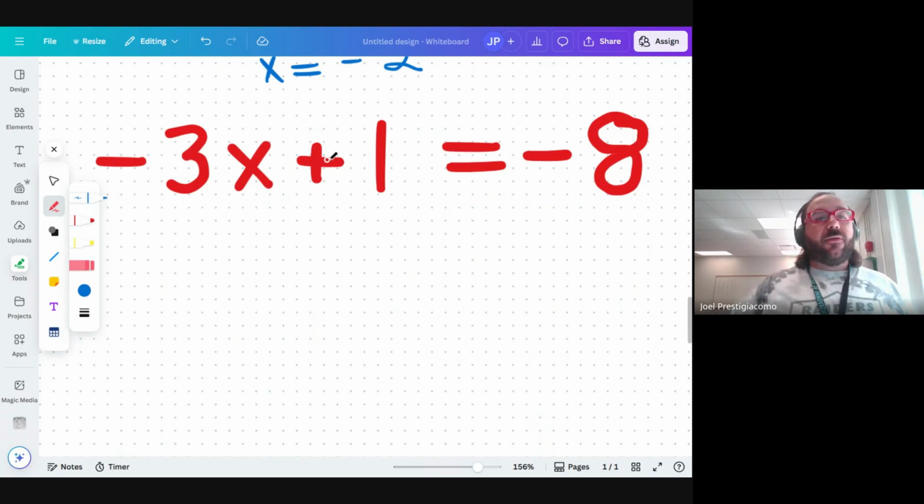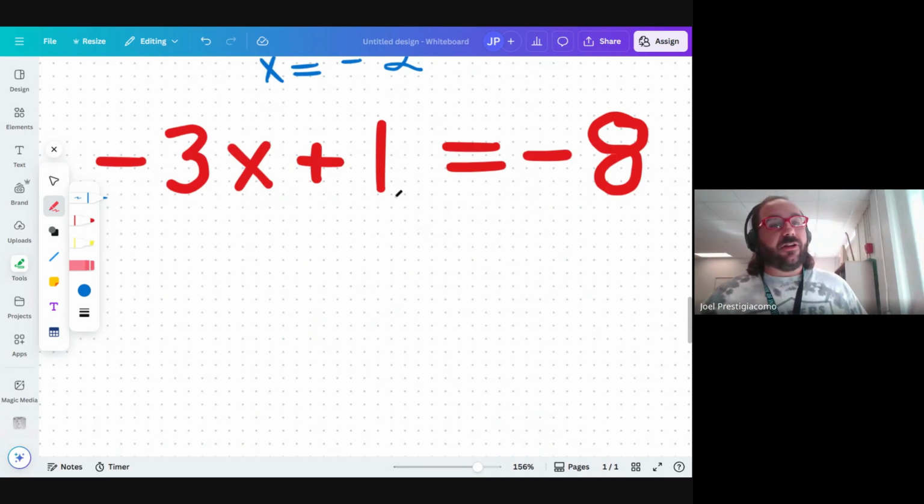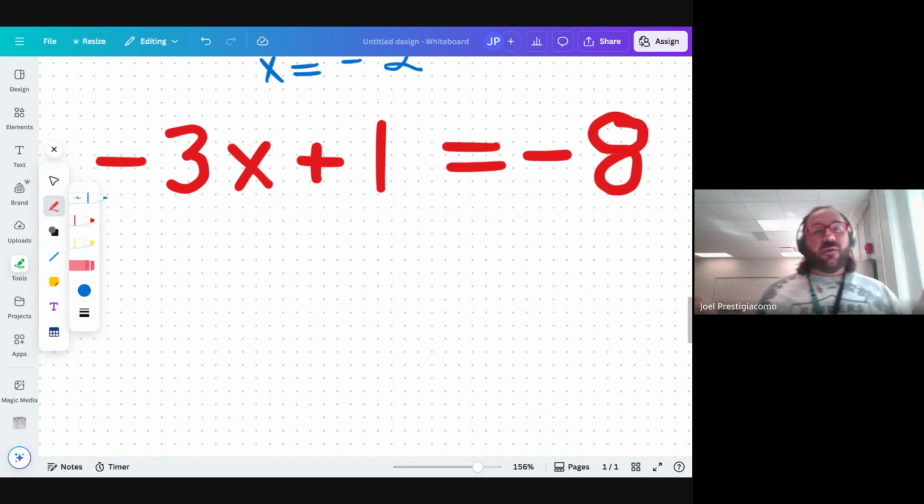So what if we have negative 3x plus 1 equals negative 8? Again, this is kind of a scary equation, it looks like, right? Because we've got negatives all over the place. But again, we deal with it the same way, right? It doesn't matter that this is negative 3. We'll deal with it later. We want to deal with this positive 1 first, right? One step at a time. So we subtract 1 from both sides.